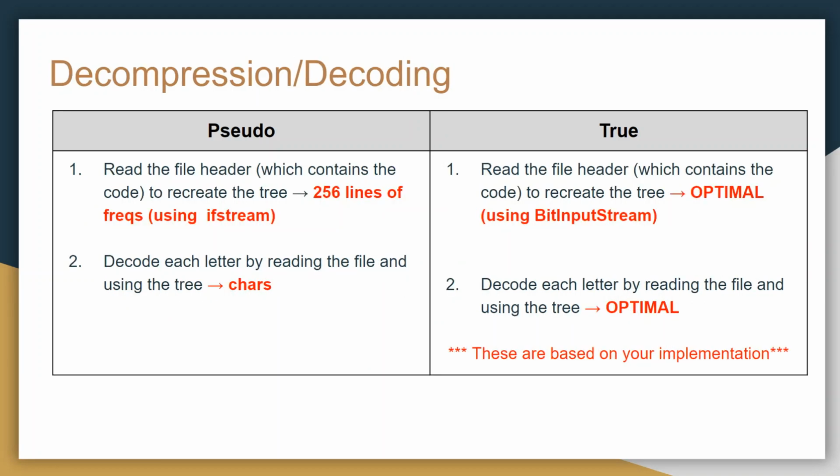All right, so for ours, we're not going to have these 256 lines of frequencies, right? As I just mentioned, that is definitely not optimal. So you need to come up with your own optimal way of doing it, and doing it in bits. And for the characters, it'll be the decode corresponding to our optimal header. These are going to be based off of your implementations, and you need to make design decisions on your own. There is no one way of doing this.